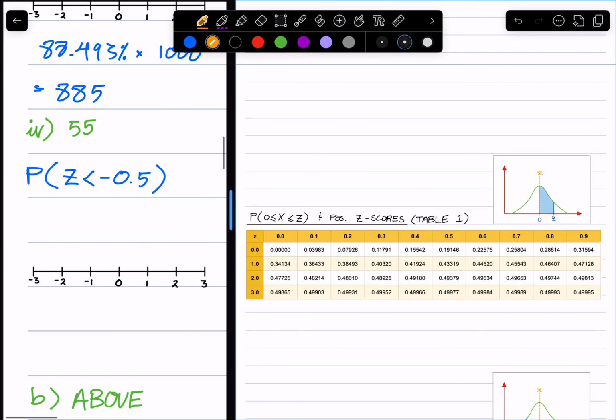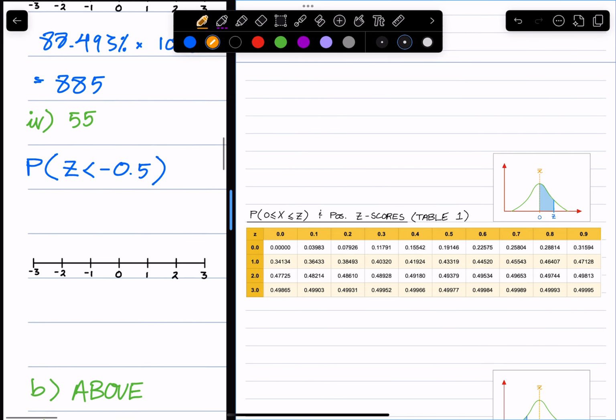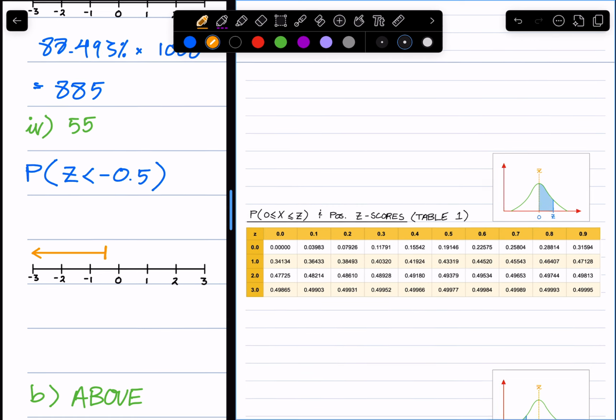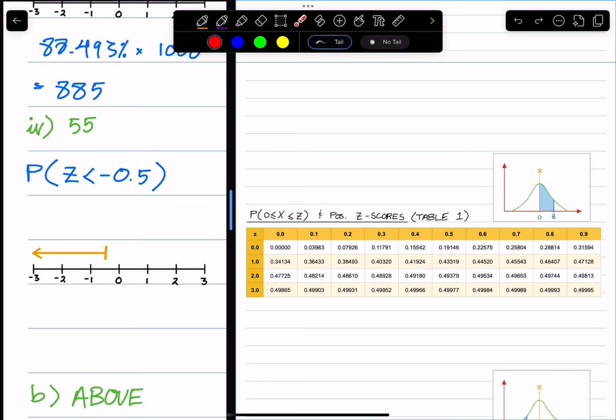So we are looking for negative 0.5, so everything from here below. Now consider that this table, again, only shows positive z-scores. So we're going to have to work with this positive 0.5.